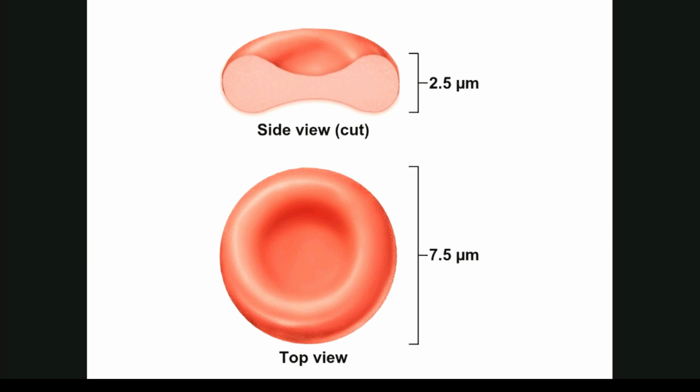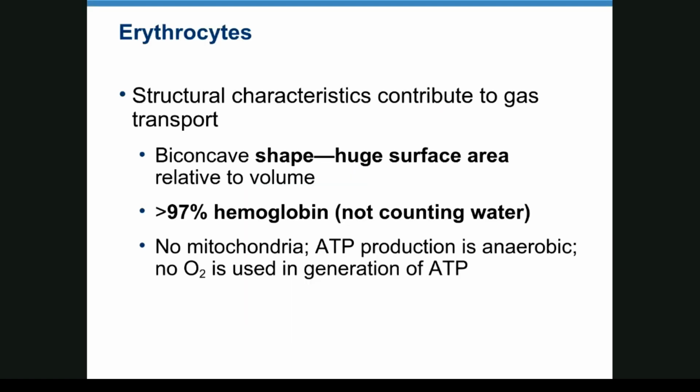This is our biconcave shape. Looks like a donut that somebody didn't quite get the hole punched out of. This gives you great surface area for each part of the internal volume. It makes the best possible shape for exchange of gases. So surface area is huge. It's mostly hemoglobin and water.